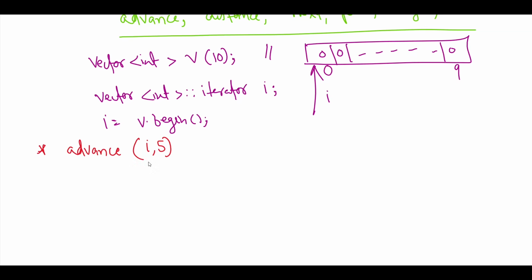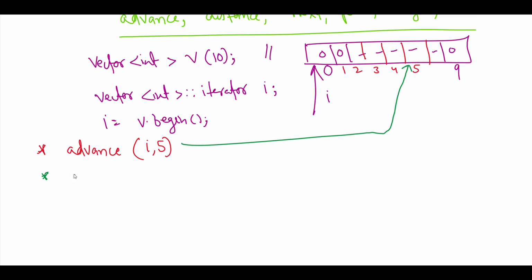So here is the advance function. You can consider that this first is the iterator and second is the distance. So it will increment the iterator by the value of this distance. If the value of distance is negative, then iterator will be decremented. So now I point to the fifth element from the beginning of the vector. So it means we have 0th element, first, second, third, this is fourth, and this is fifth element. So after this operation, this iterator will point to the fifth element.